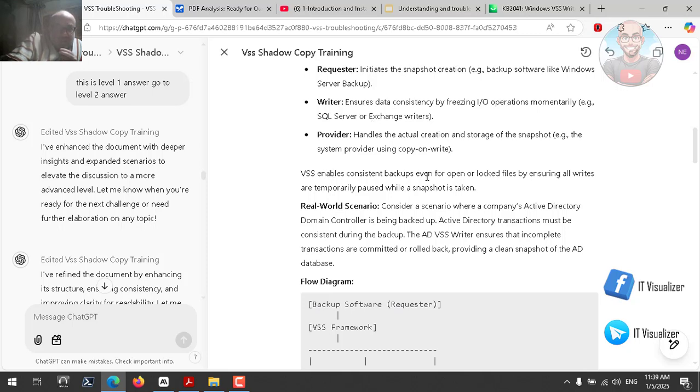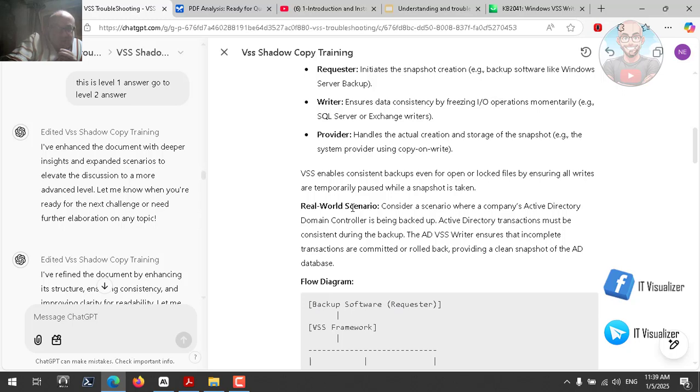VSS enables consistent backups even for open or locked files by ensuring all writers are temporarily paused while a snapshot is taken. Not all writers. This is also not a good thing here. Actually, the writers are the ones that will pause the open or locked files, okay? They will pause writing to these files on the hard disk.